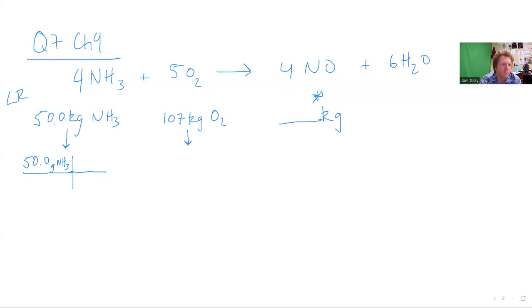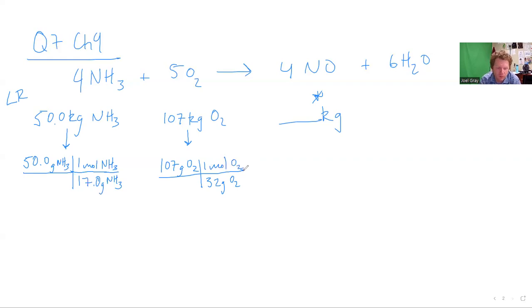Then we've got to figure out what is the molar mass of NH3. The molar mass of NH3 is approximately 17, I'm going to call it 17.0 grams of NH3. That's 1 mole of NH3. Okay, then I've got my 107 kilograms. Again, I'm going to use 107 grams of O2. And 32 grams of O2 is 1 mole of O2.